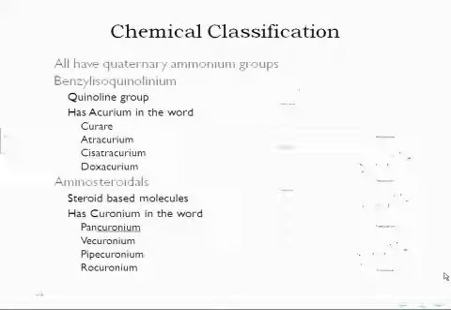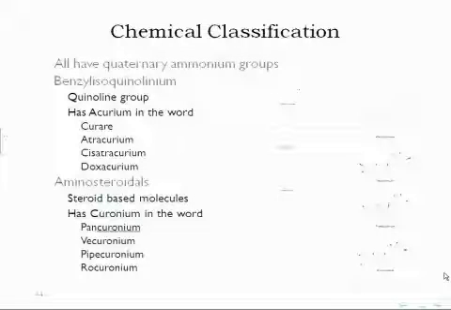The way you know which one is a benzylisoquinolinium is that they all have "acurium" in the name, A-C-U-R-I-U-M, except for curare. Curare is the only exception because that was the initial drug that came out. The way you know that curare is a benzylisoquinolinium is that it also releases histamine. All the benzylisoquinoliniums tend to produce some degree of histamine release, depending on how much you use.